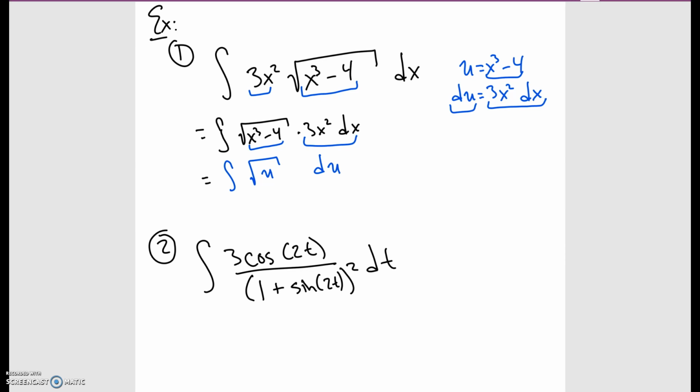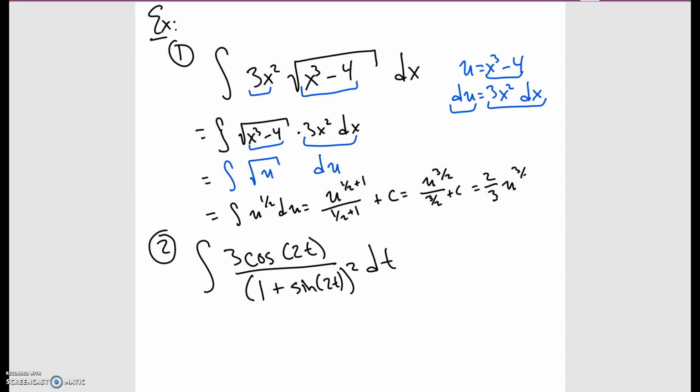So what I'm going to have now, let's rewrite this square root of u as u to the 1/2 du, and then let me take the antiderivative. So I'm going to take u to the 1/2 plus 1 divided by 1/2 plus 1, and I'm going to add a plus c. So I'm going to have u to the 3/2 divided by 3/2 plus c. This is just going to give me 2/3 u to the 3/2 plus c.